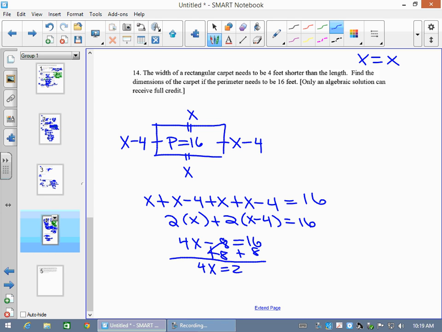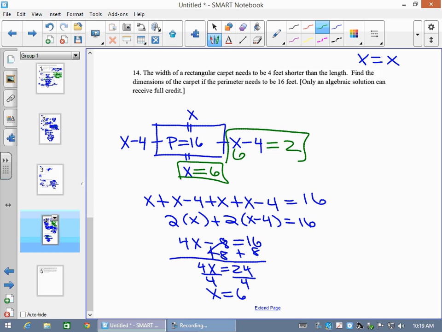But you had to go back to your diagram and write out what the dimensions were. So now we know that x is 6, which is the length, but dimensions mean length and width. So you had to plug the 6 in here for the x, and you would have found that the width was 2.